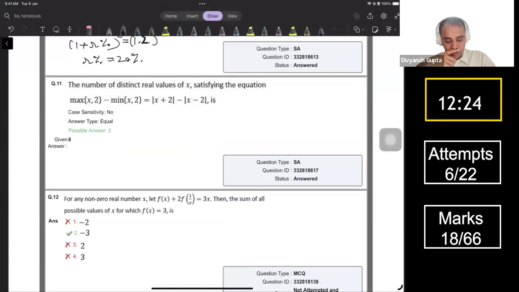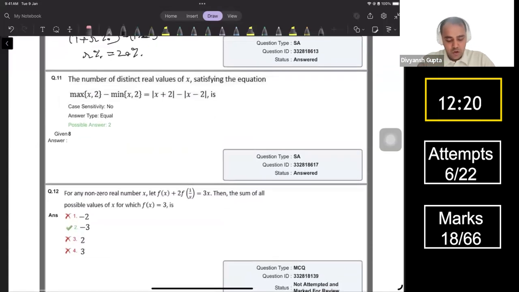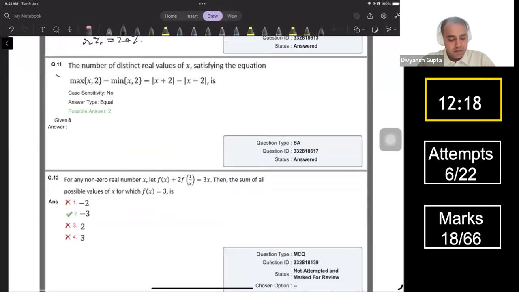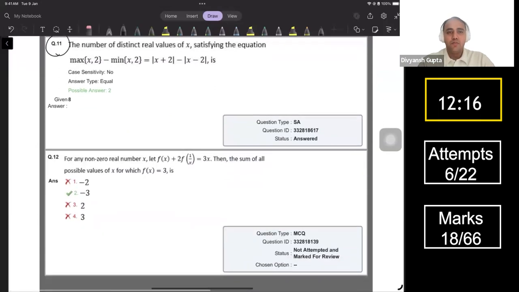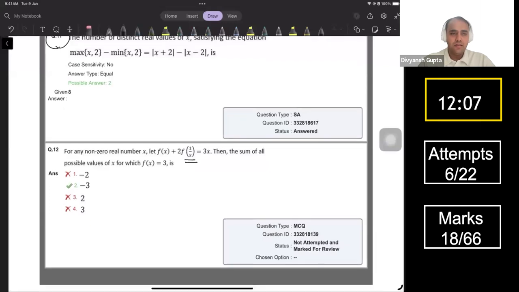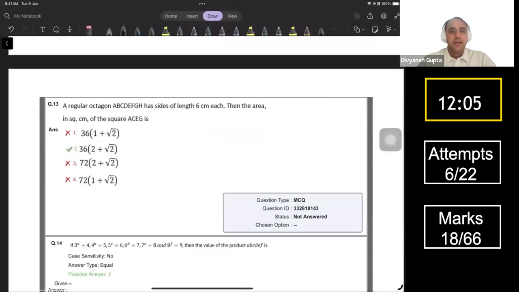Okay, again, the number of distinct real values of x satisfying the equation. I am going to mark this and move forward because mod is involved. For any non-zero real x, f(x) + 2f(1/x). Again, this is f(1/x). I don't want to deal with this. Let's move forward. There are ample questions left.